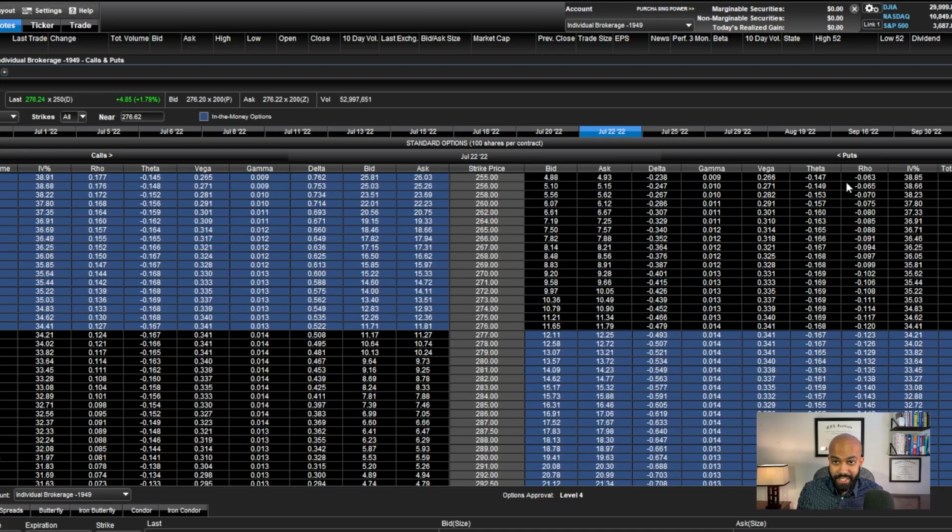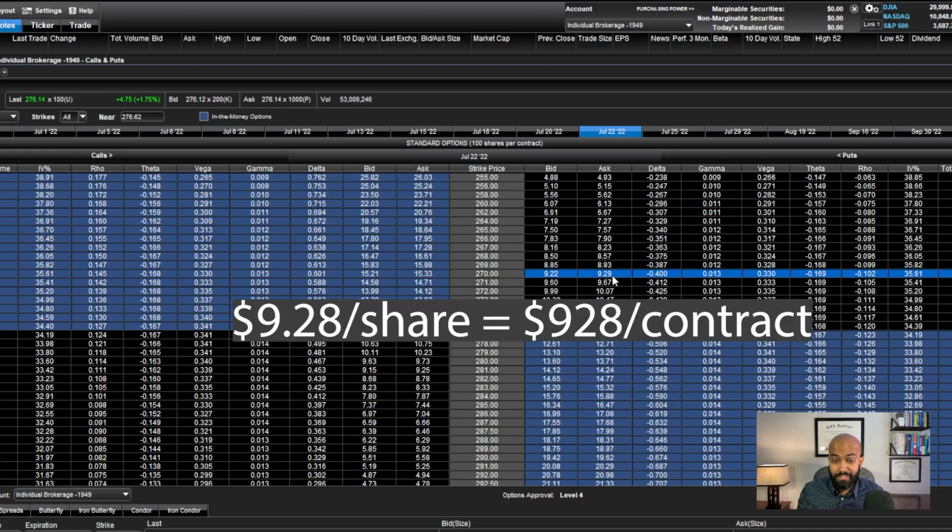On the right side, as we talked about, these are the put options. If you want, you could buy a put option at, let's say, 270 strike price. And that means you would pay $9.28 for the right, but not the obligation, to sell 100 shares of QQQ at 270 on or before July 22nd, 2022.